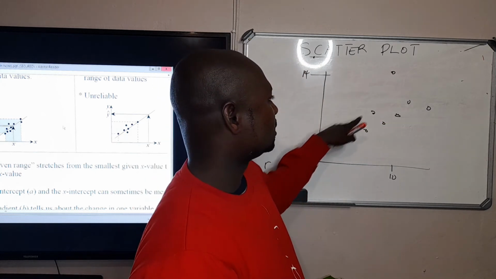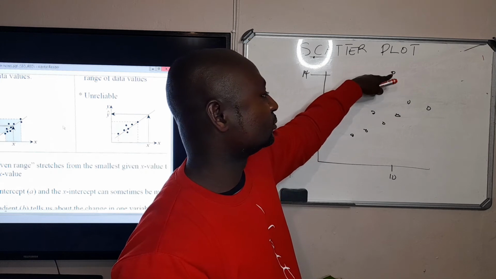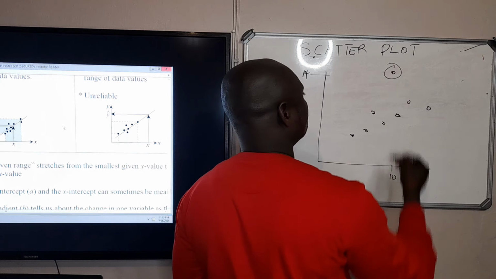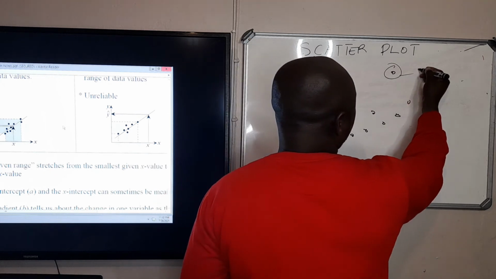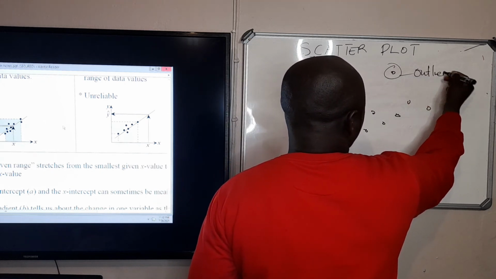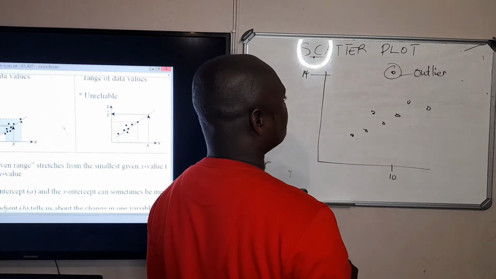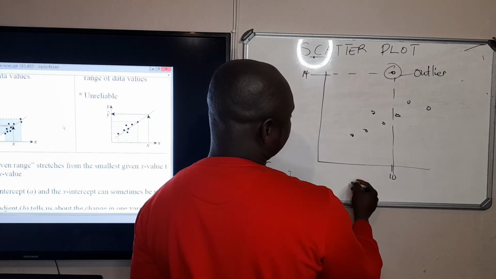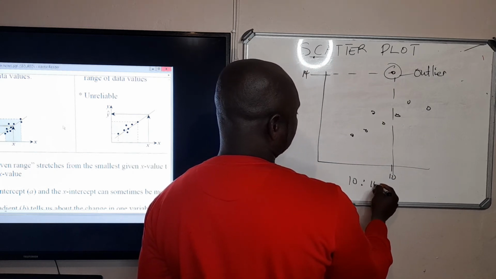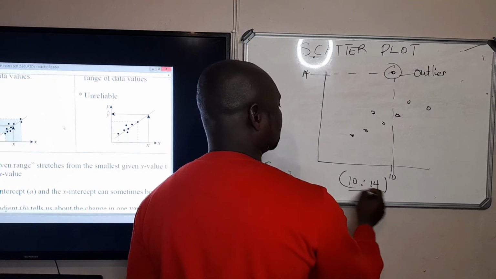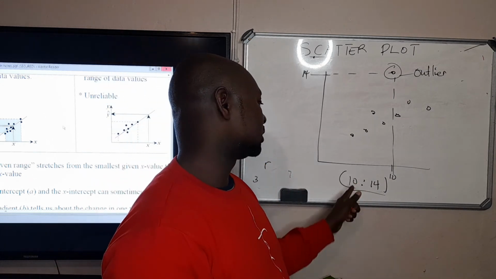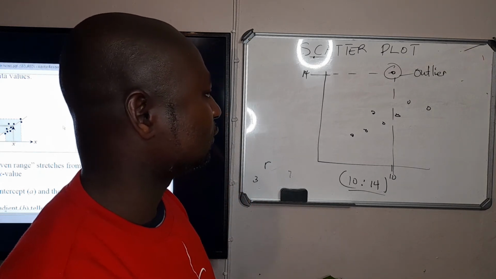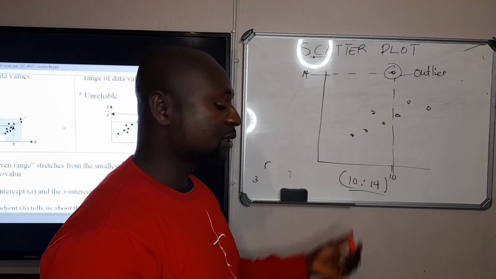So now this point here is far away from the points that we're given. So this point is what we call an outlier. So here we have the outlier. So now when they ask you to write down the coordinates of the outlier, you just mark here, you come there, then you can see the X value is 10 and the Y value is 14. So your outlier is on the coordinates (10; 14). So it will always show itself on the graph. So when they ask you, it's only 1 mark, you just write it.